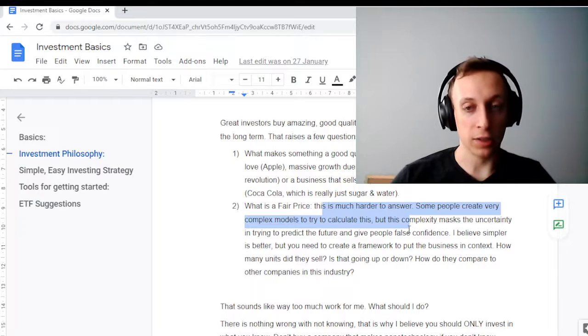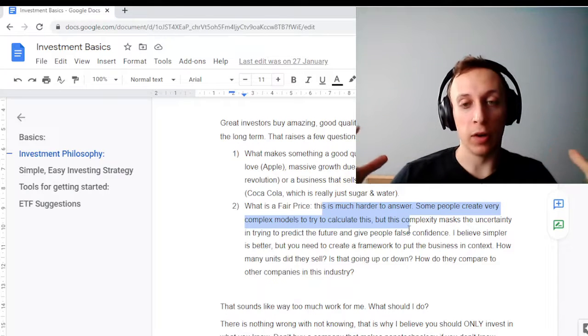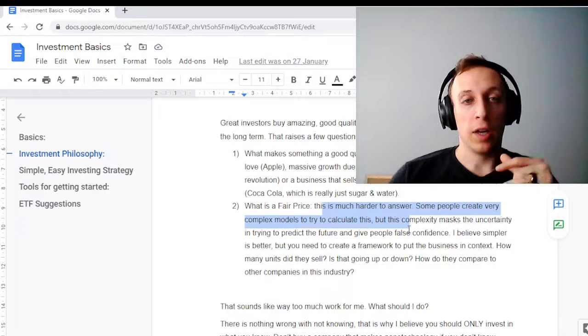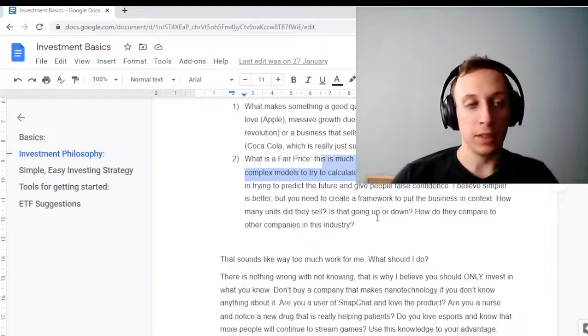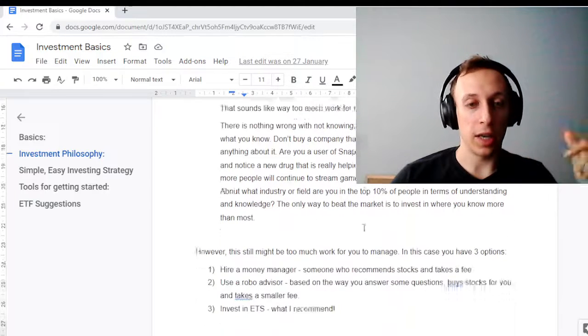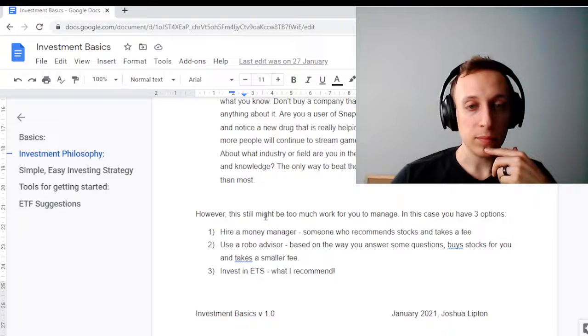What's a fair price? This is harder to answer, but this is why we use some of our mathematical frameworks, such as discounted cash flows or PEs and exit multiples to try to understand a business.